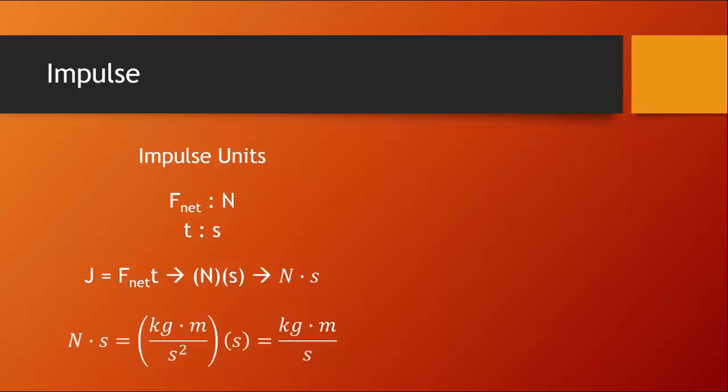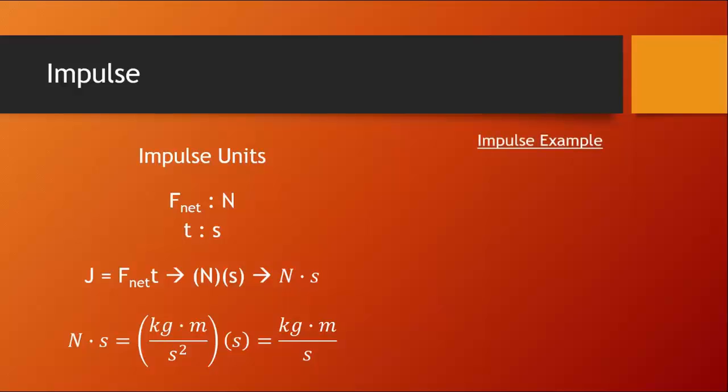A newton, if you remember, is a kilogram meter per second squared. If we multiply this by a second, one of the seconds in the denominator cancels, and we're left with kilogram meters per second, which is what we should expect. If impulse is equal to change in momentum, then the impulse units, newton seconds, should be the same thing as the momentum units, kilogram meter per second, and that's exactly what we see here.